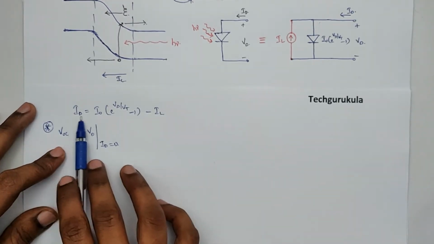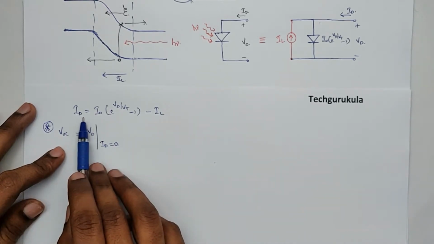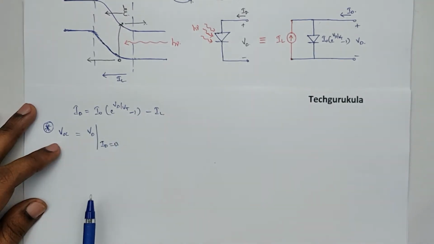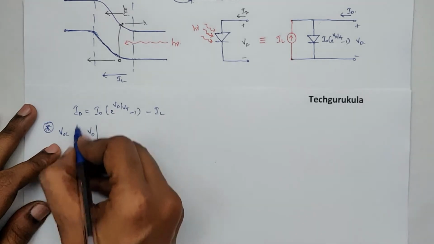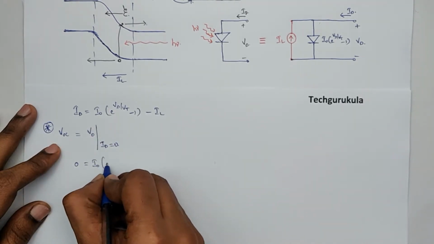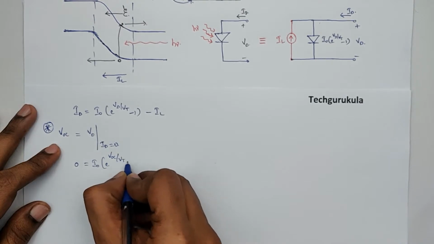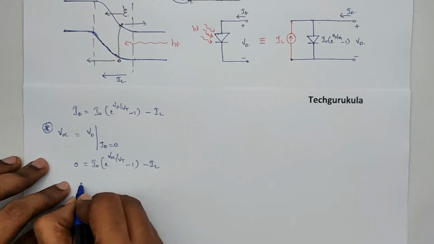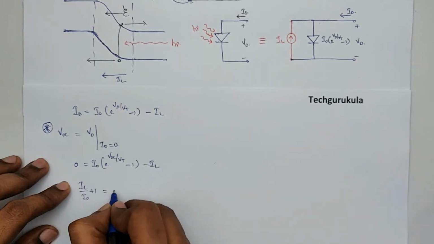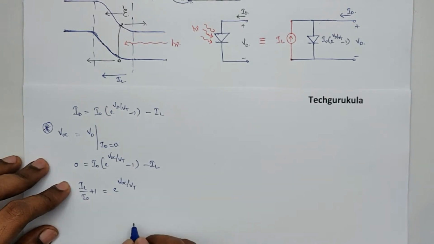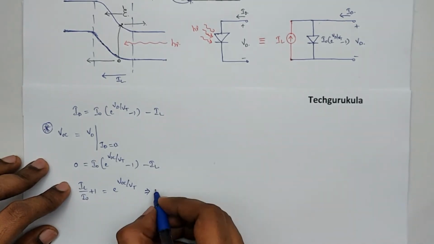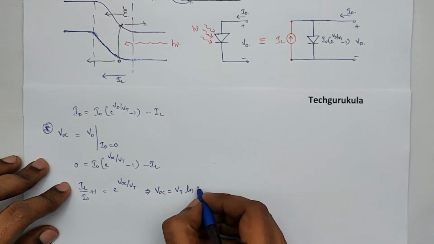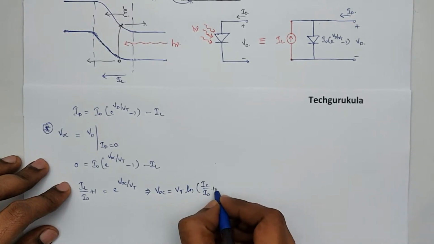So now as we have this equation, let's make Id equal to 0. When we make Id equal to 0, we have to substitute that Vd is equal to VOC. So let's do that. So 0, Id is 0, equal to I naught times e power VOC over Vt minus 1 minus IL. This can be written as IL over I naught plus 1 is equal to e power VOC over Vt. We can write this again equal to VOC is equal to Vt ln of IL over I naught plus 1.